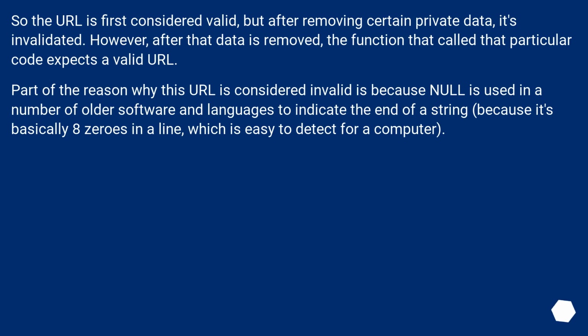So the URL is first considered valid, but after removing certain private data, it's invalidated. However, after that data is removed, the function that called that particular code expects a valid URL. Part of the reason why this URL is considered invalid is because null is used in a number of older software and languages to indicate the end of a string, because it's basically 8 zeros in a line, which is easy to detect for a computer.